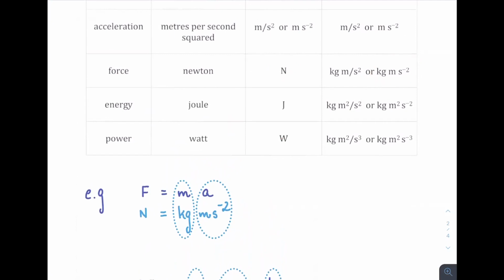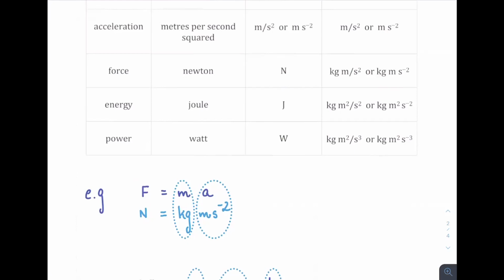Of course, we will not be using these units for calculating the force. We will stick to the Newton, but you may encounter questions where you are asked to express the Newton in terms of base units. And this is how it is done. So you have to remember the definition or an equation that allows you to express the quantity, such as the force, in terms of the base units.